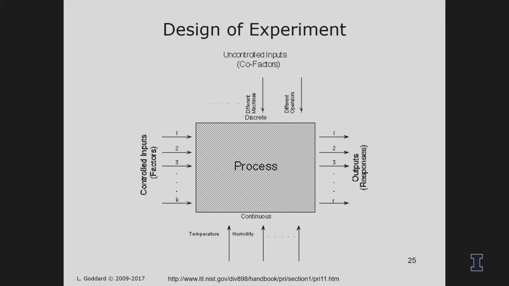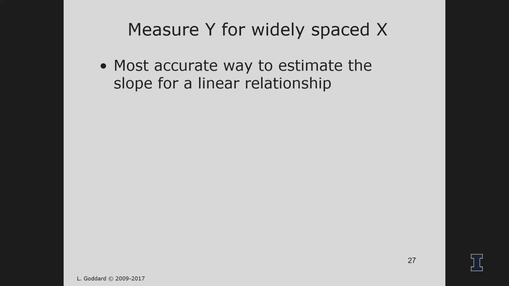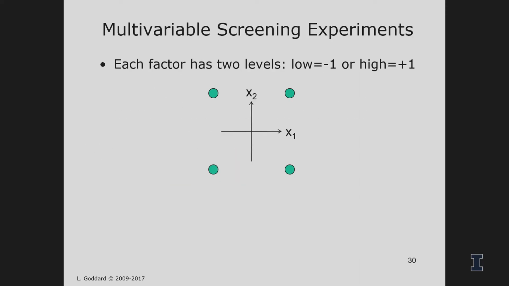I'm going to skip this. Basically, the idea is, in nature or in a process, there are things that you can control and things that you can't control, and then there are these outputs. The goal of engineering, or at least in the screening design, is which of these inputs can I adjust such that I get the output that I want. Skip that, skip that.